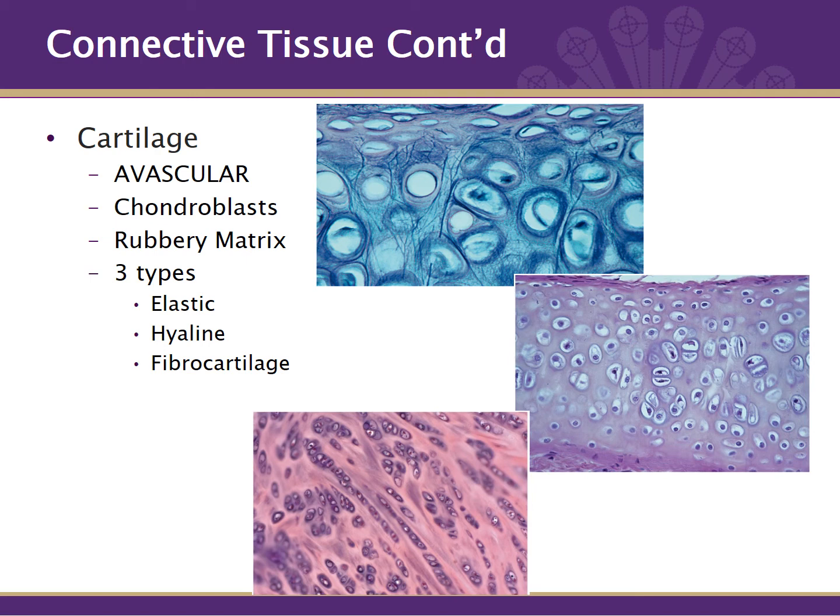Elastic cartilage, the top photo, has a lot of elastic fibers and can be found in the external ear and epiglottis of the throat. Hyaline cartilage, the middle one, is the most common. It has a clear, glassy appearance and contains collagen fibers, but they are thin and not always visible. It can be found in joints and the vocal cords and is a precursor to bones in juveniles.